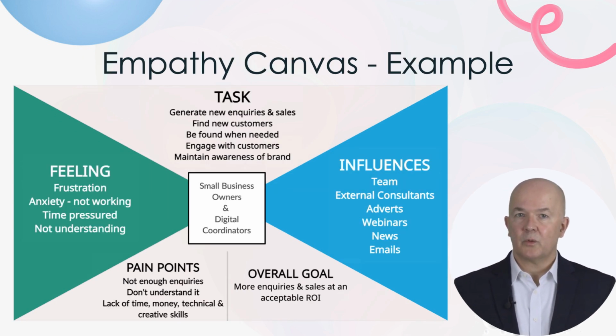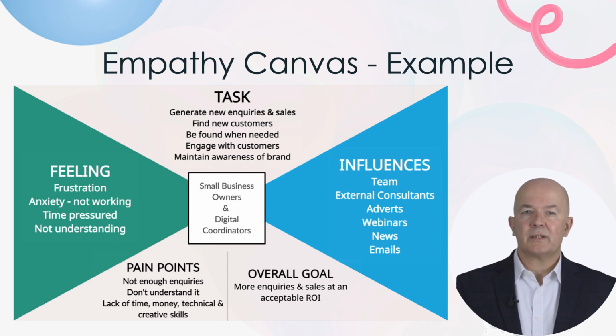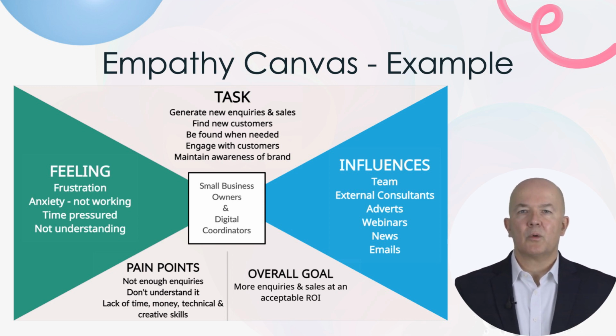If we were to fill it out with small business owners as the customer, the feeling section would probably include things like the stress of time pressures and the anxiety about parts of the business not working as well as they'd like. In the task section, you'd see things like generating more sales, finding new customers, and engaging with them. Under the influences section, we'd have things like their team, external consultants, adverts, webinars, news, and so on. Pain points could be a lack of sales and not enough capacity to work on their goals. And overall, goals could include more sales and a higher return on investment.